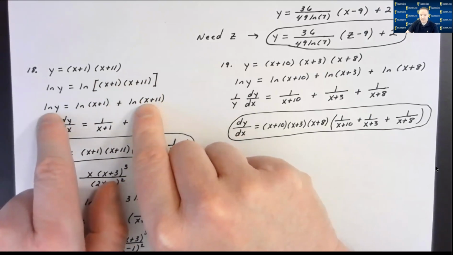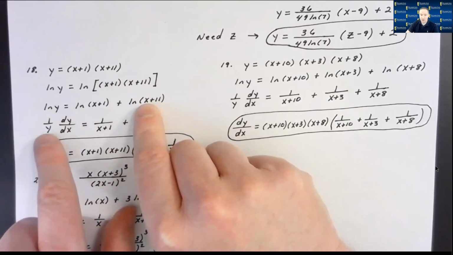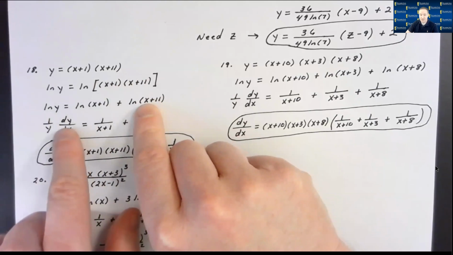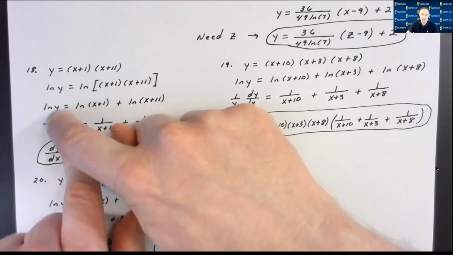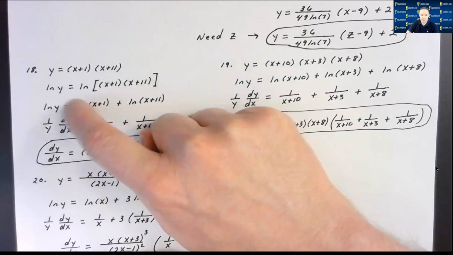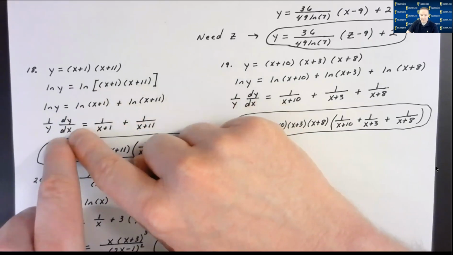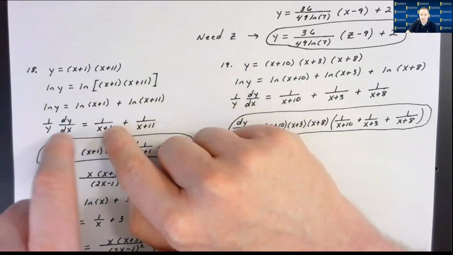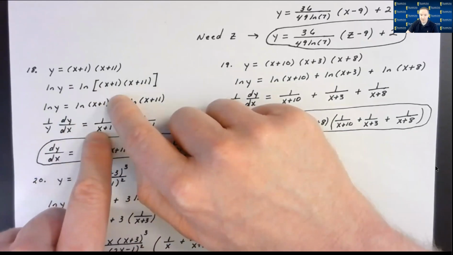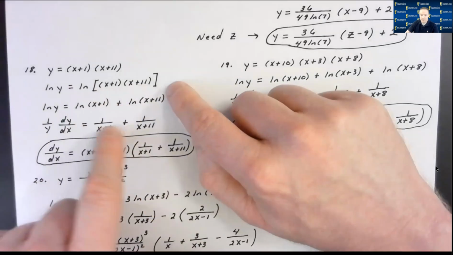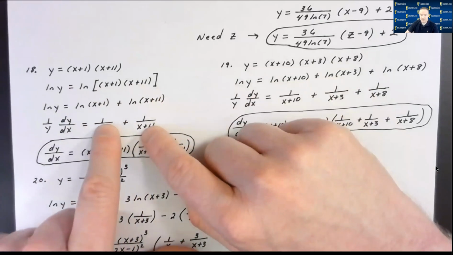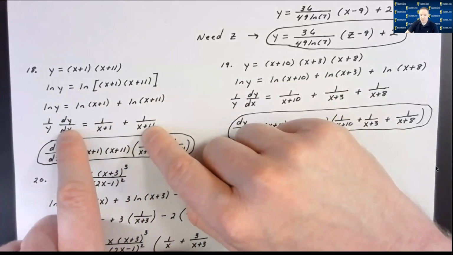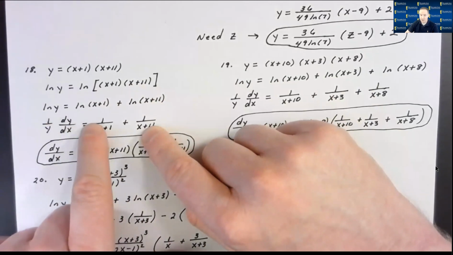I know that the derivative of every single logarithmic function in existence is 1 over what's inside the logarithm times the derivative of what's inside the logarithm. So we're taking the derivative with respect to x. So I have 1 over y times the derivative of y, which is dy dx. Now on the right-hand side, same thing: 1 over what's inside the logarithm times the derivative of what's inside, which again is just 1. 1 over x plus 1 over x plus 1, times the derivative of the inside, still just 1. So I have these two terms on my right-hand side. In order to solve for dy dx, I would need to multiply by y on both sides.